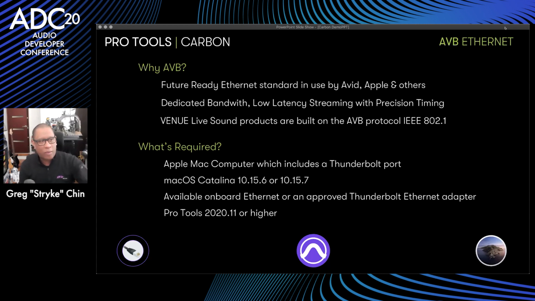As far as requirements, it currently requires an Apple Mac computer with a Thunderbolt port at least, running macOS Catalina 10.15.7. 10.15.6 is working, but we haven't officially qualified it. So it's really 10.15.7, an available onboard Ethernet or an approved Thunderbolt Ethernet adapter. And of course, you're going to need to be using Pro Tools 20.11 or higher. So 20.11 shipped, was released last Thursday, the same exact time as Carbon.